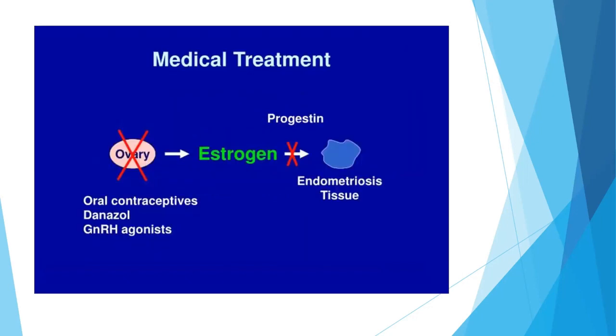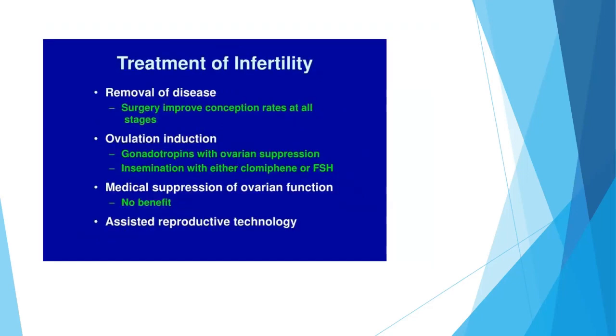So the oral contraceptives act by the interaction between the estrogen and progesterone, okay? And if we can just block the estrogen production from the ovaries, then it can block the endometriosis progression. Removal of disease is by surgery. It can be due to ovulation induction, and medical suppression of ovarian function has shown no benefit regarding the treatment of infertility in case of endometriosis.